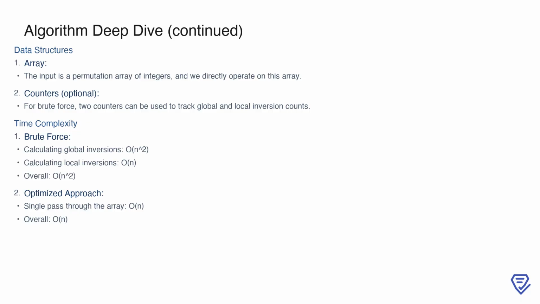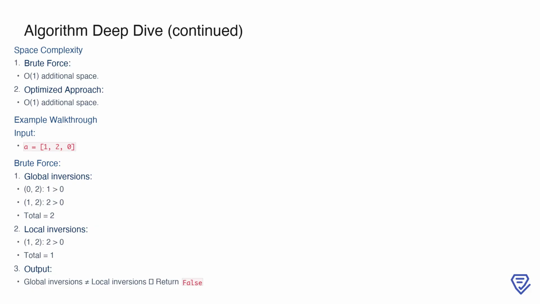In contrast, the optimized approach requires just a single pass through the array, resulting in a linear time complexity of n. This makes the optimized method significantly more efficient, especially for larger inputs. In terms of space complexity, both approaches are highly efficient, requiring constant additional space. This is because all calculations are performed in place without the need for extra data structures.